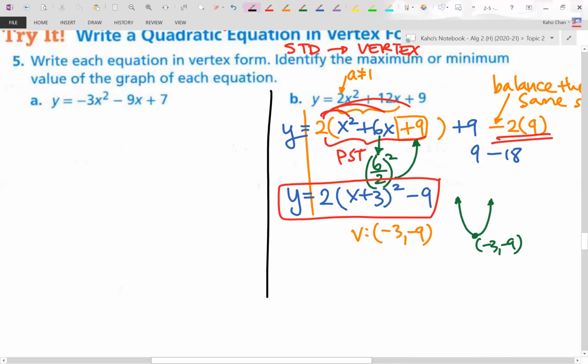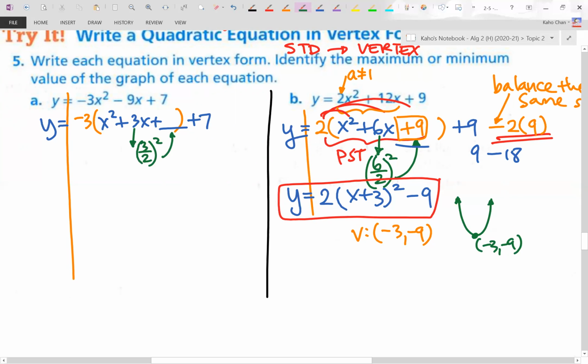If you look at number 5A, my concern is the odd B value. When you take out a -3 from those terms, you'll get x squared plus 3x. Ouch. We need to complete the square there, don't we? Right? Half of 3 is 3/2. 3/2 squared is 9/4. Holy cow.